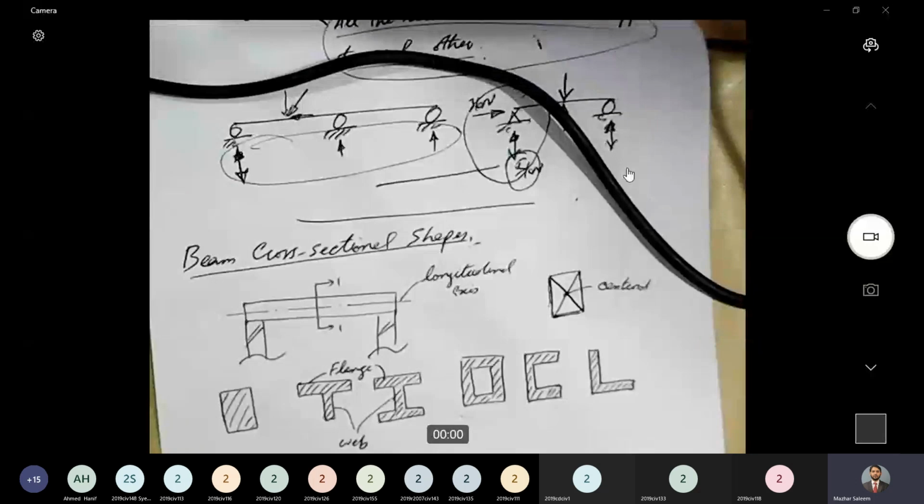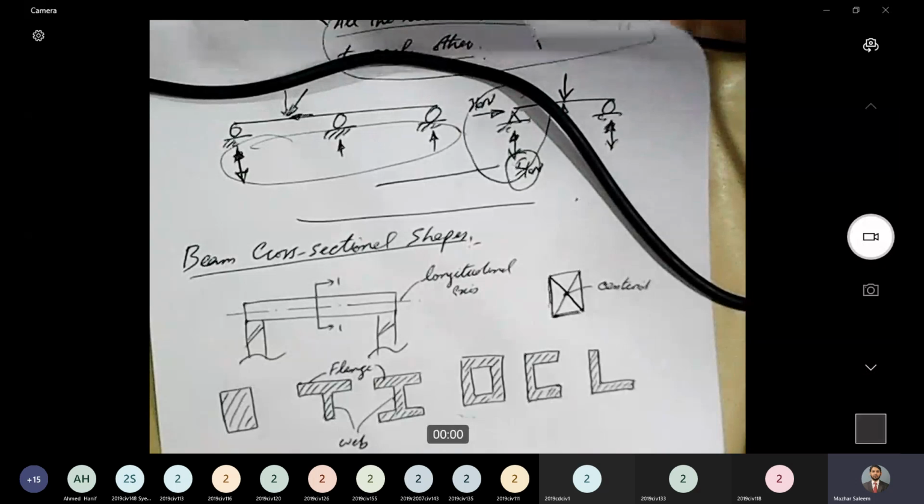Okay, I see a message in the chat box. Voice is not okay. This is an old message, I think. 11:22. All right.